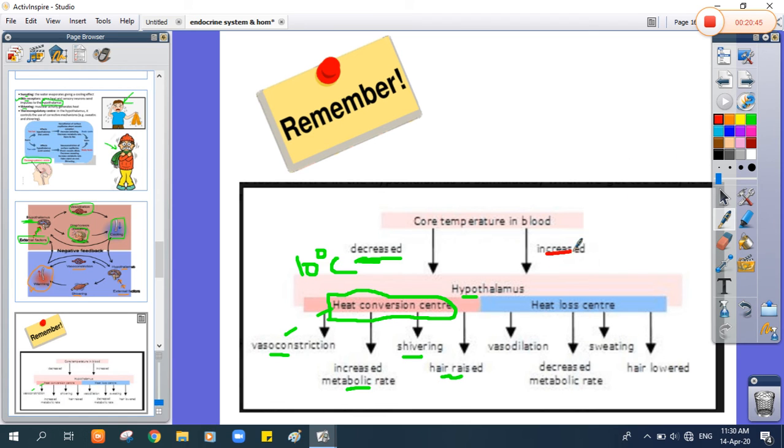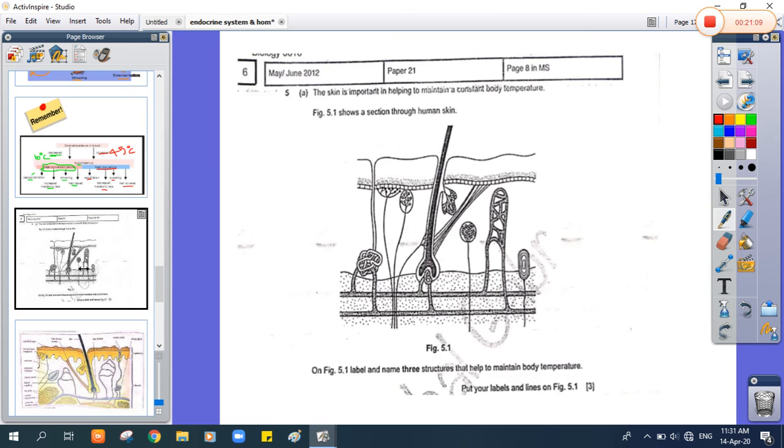When the temperature increased, maybe let it be 45. Yeah, this is so hot weather. Okay, so your body will use heat loss centers. What are the heat loss centers? Vasodilation, sweating, and the hair is lowered and decrease in metabolic rate. Okay, here is an important question. Here you can see a TS, or a section of hair. The question is: label and name 3 structures that help to maintain body temperature.